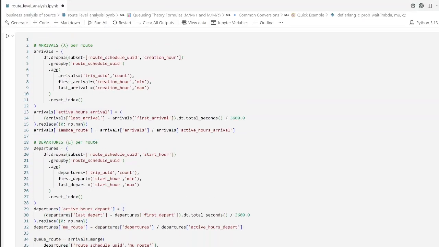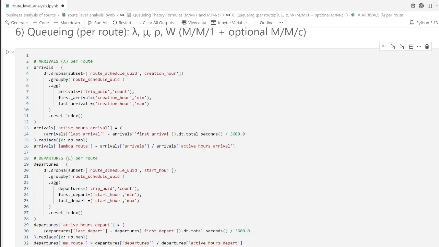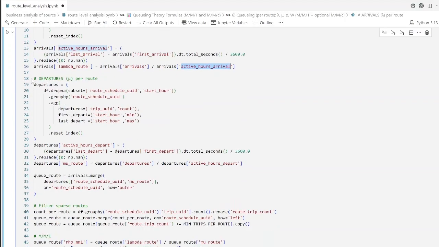Arrival rate is calculated by taking the creation hour at the granularity of route schedule UID, where first arrival is going to be the min and last arrival is going to be the max. Once we have our data grouped at the level of route schedule ID, we can go on to calculate the rate. First we take the difference, basically finding the time delta between the arrival and the first arrival. Once we have the delta, we'll store it into active hours per arrival. And the rate would be calculated by taking each arrival and dividing it by the active hours of that arrival. Same calculation we'll do for departure.